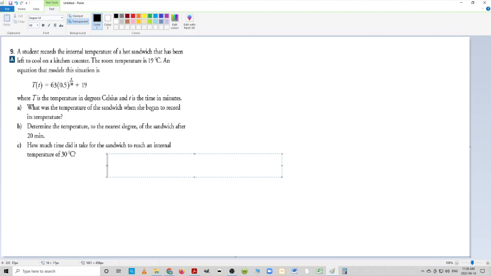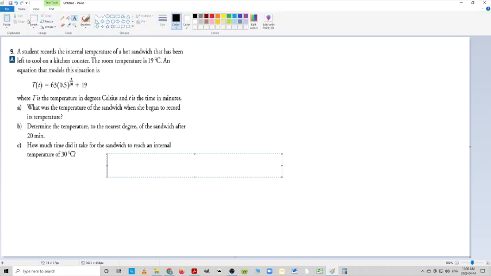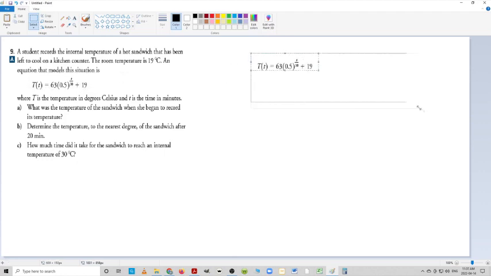What's the temperature of the sandwich once you begin recording? Well, that's time 0, isn't it? So let's look at this formula. Before we start, let's look at a couple things.